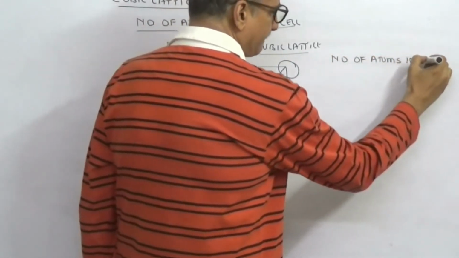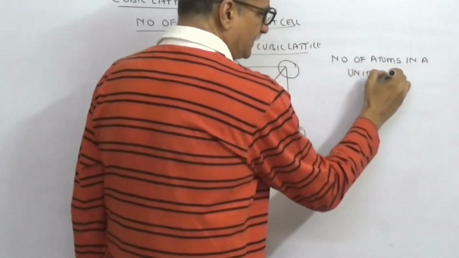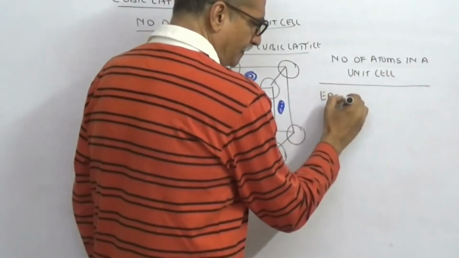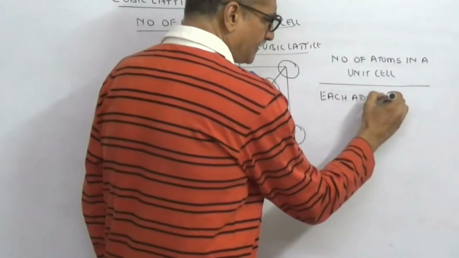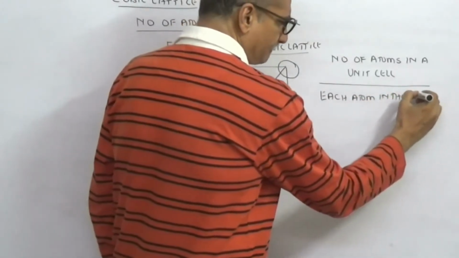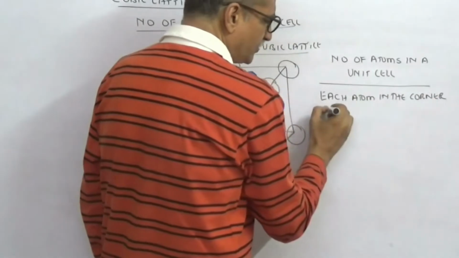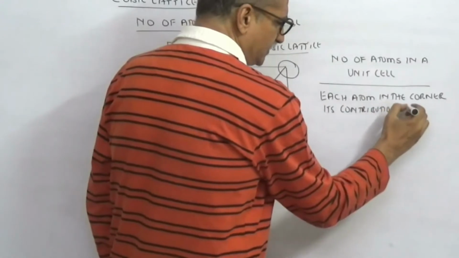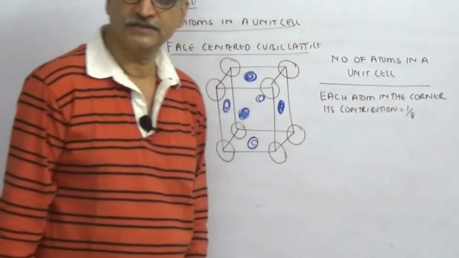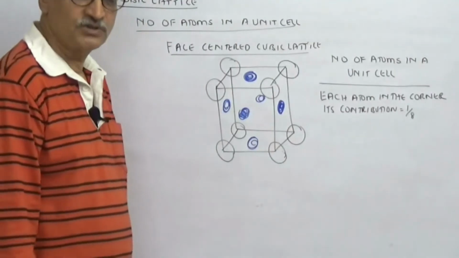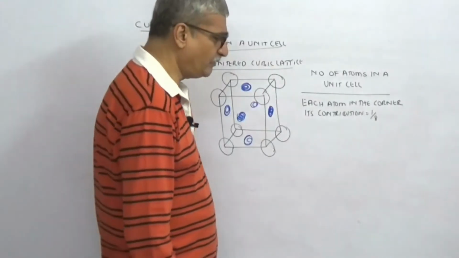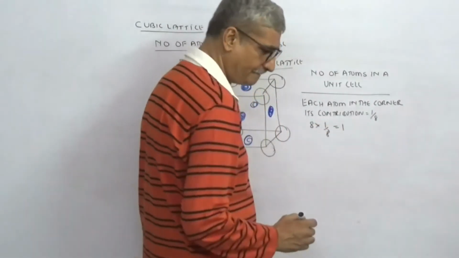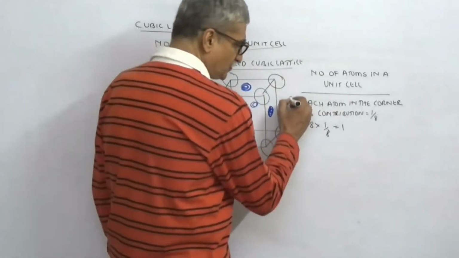Number of atoms in a unit cell. So how do we calculate? Each atom in the corner, its contribution is 1/8. So 8 corners into 1/8 is equal to 1. Is this point clear? Now this is the first one.